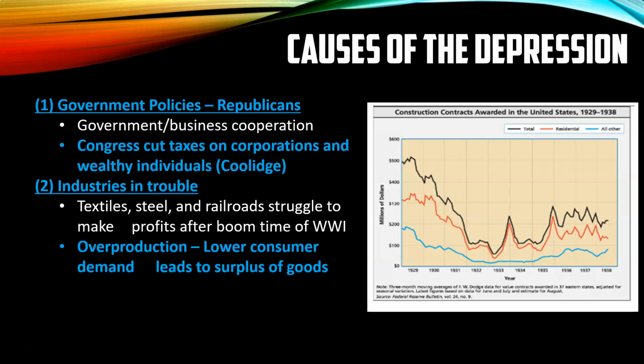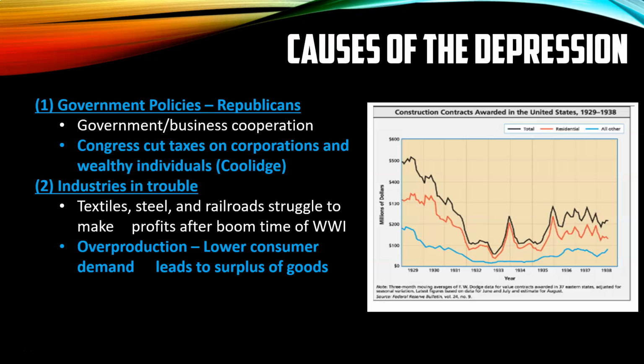Now, the government policies from the Republicans was one of the first causes of the Depression. All right, Congress cut taxes on corporations and wealthy individuals. So basically what they did was they lowered the amount that rich people are paying, but kept the same or raised the prices of those regular individuals in the economy. All right, and this is going to create a lot of problems for your everyday consumer.